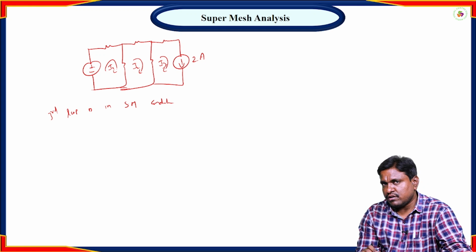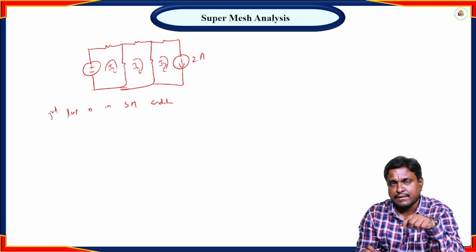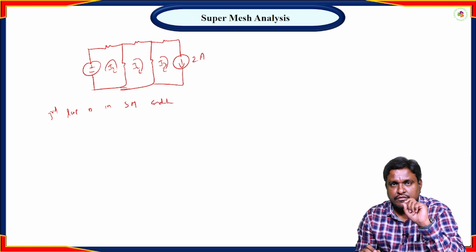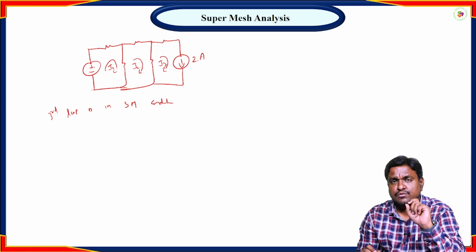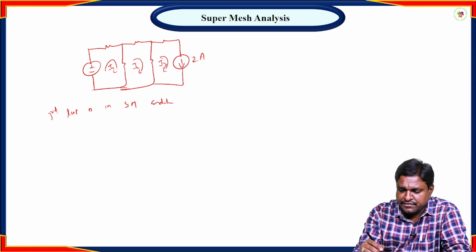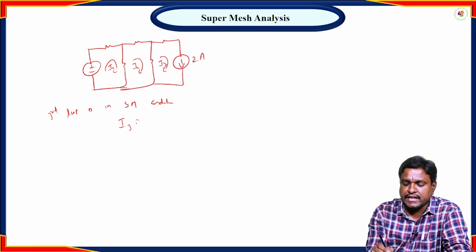So in the previous case, what we have observed is there is a current source between any of the 2 loops. But in this case, we can observe the current source only in the third loop, only in a particular loop. So we are going to get the equation only for the particular loop, which is nothing but I3, which is in the same direction with respect to the source. So directly we get the equation as I3 equal to 2.